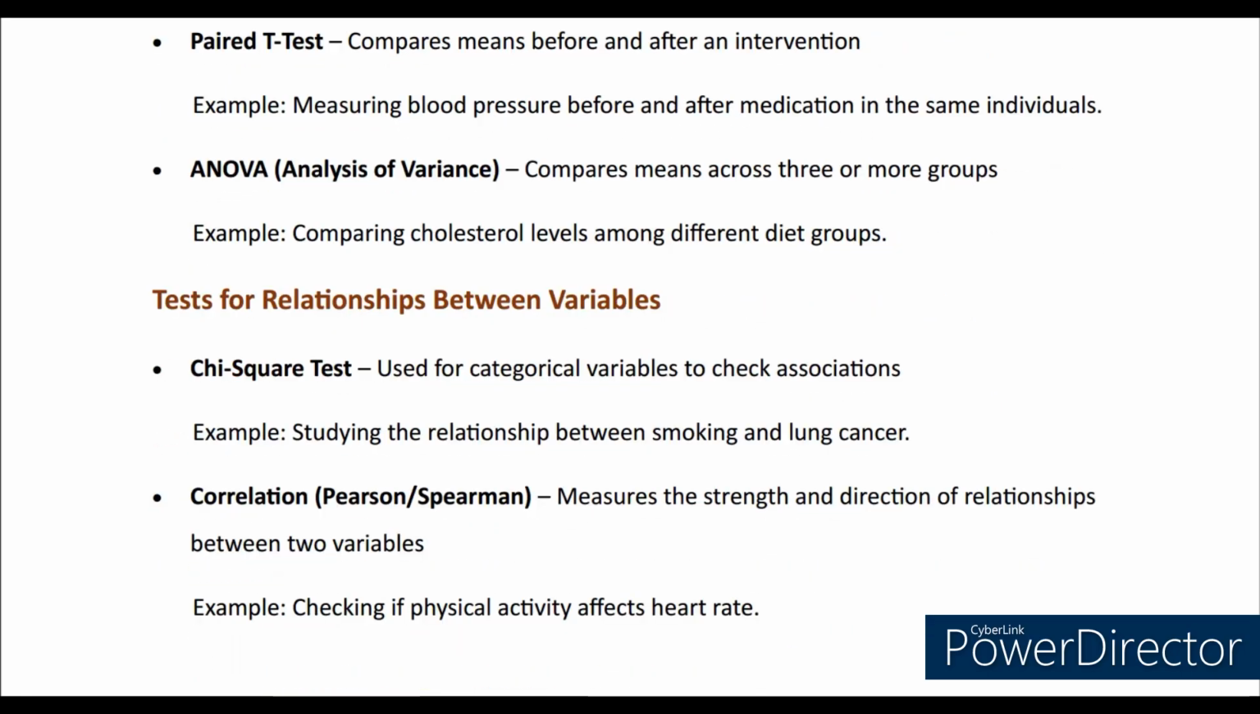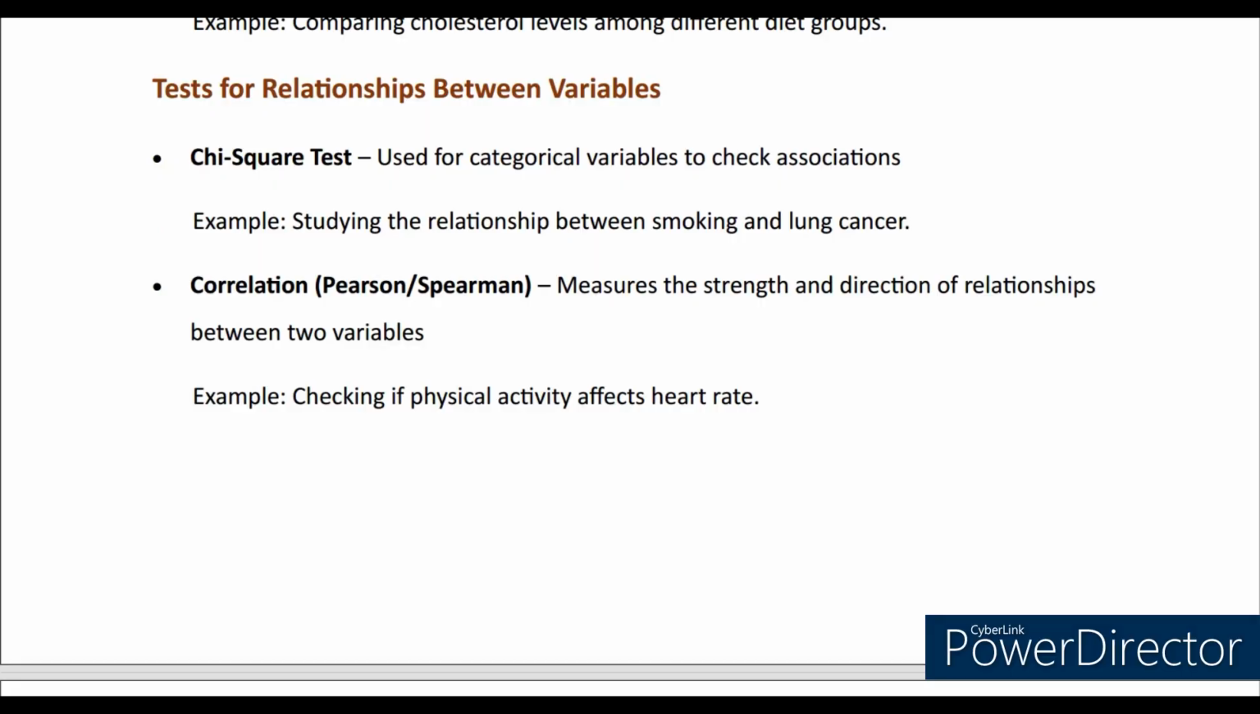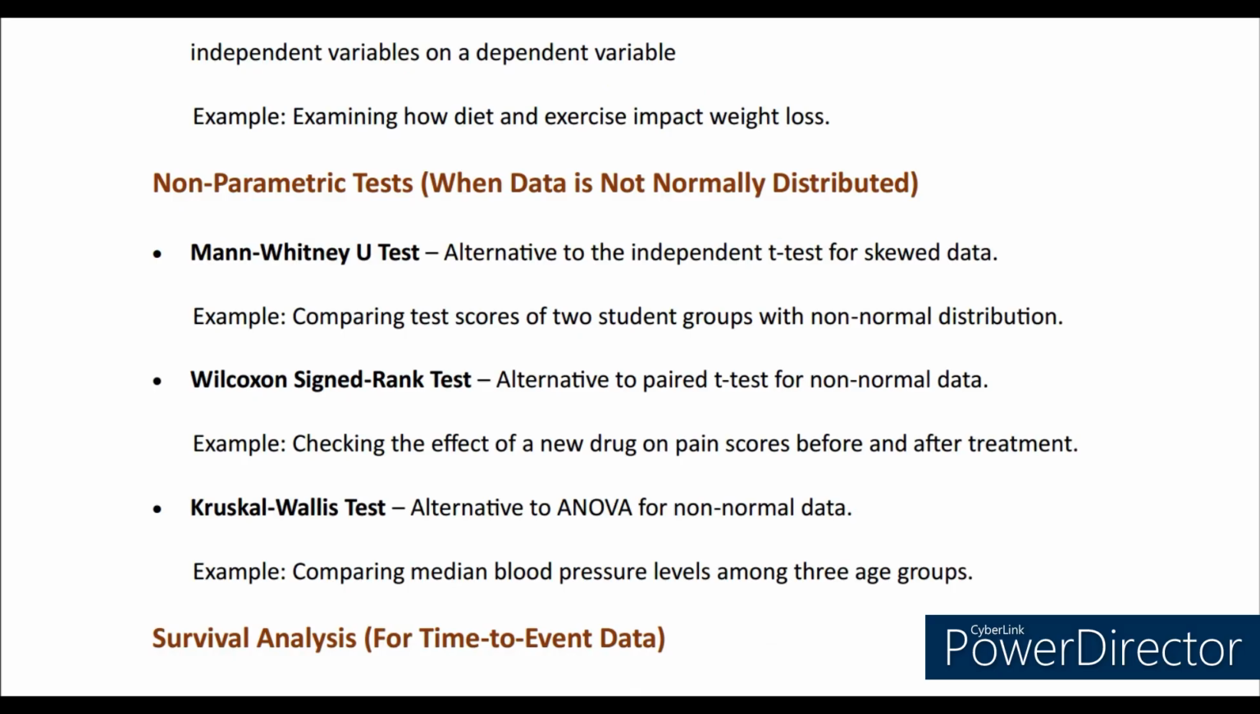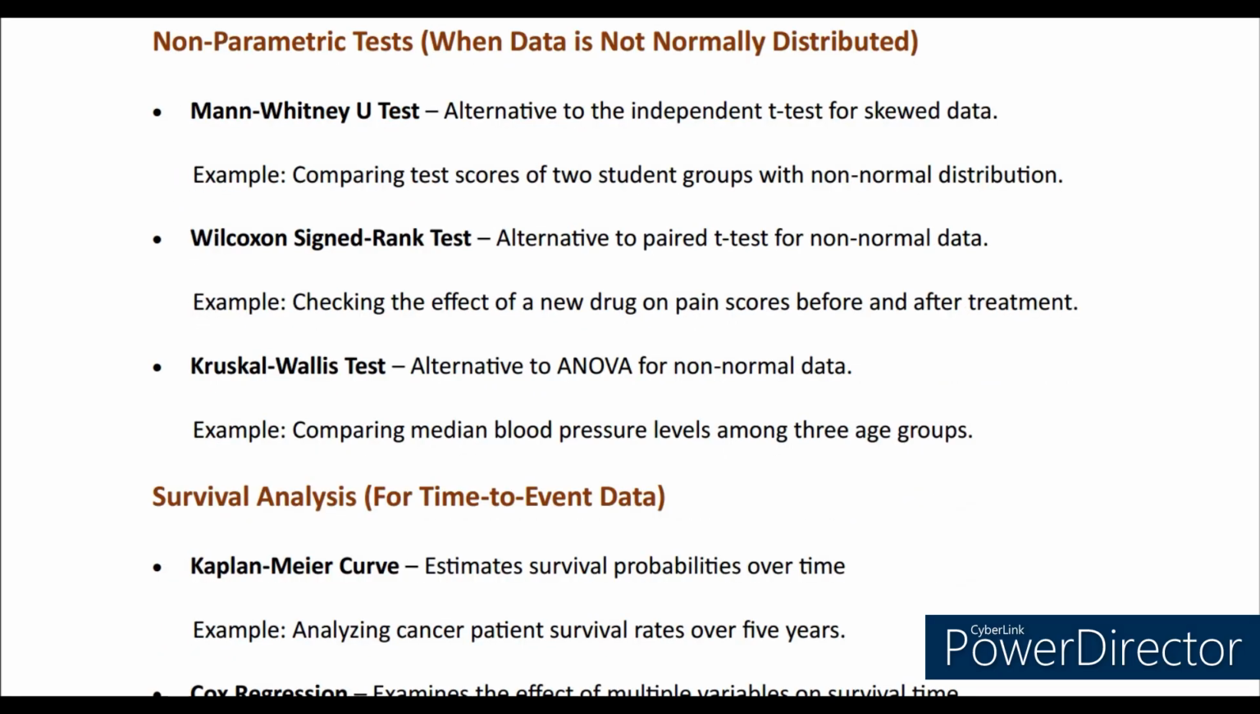And now coming to tests for relationship between variables. First is chi-square test, that is used for categorical variables to check associations. Next is correlation. It measures the strength and direction of relationship between two variables. And the next one is regression analysis, which predicts the effect of one or more independent variables on a dependent variable.